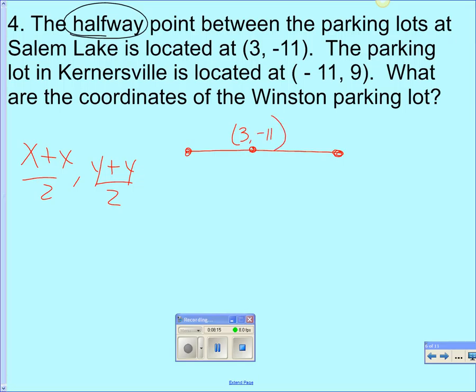Then the next sentence says the parking lot in Kernersville is located at -11, 9. Does it matter where I put -11, 9? No. Can I put it here? Yes. Can I put it here? Yes. It'll give you the same answer either way. I'm going to put it right here, but it doesn't matter where you put the next one. Okay.